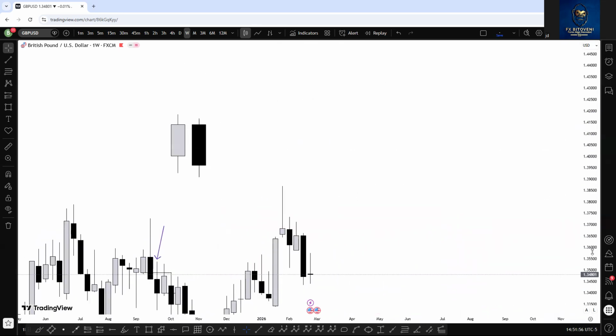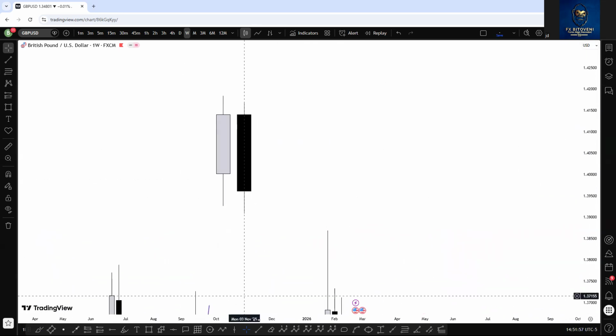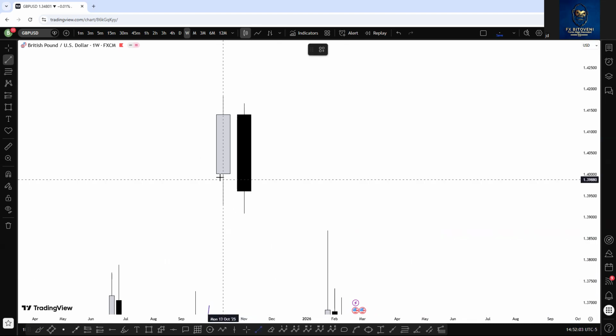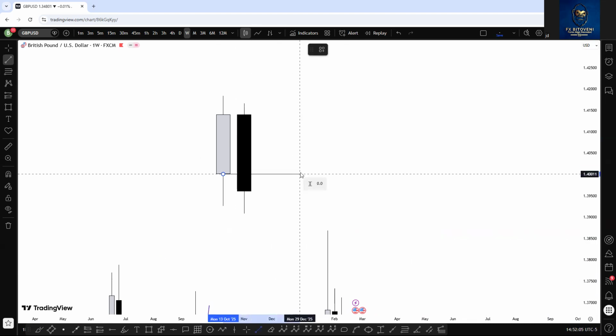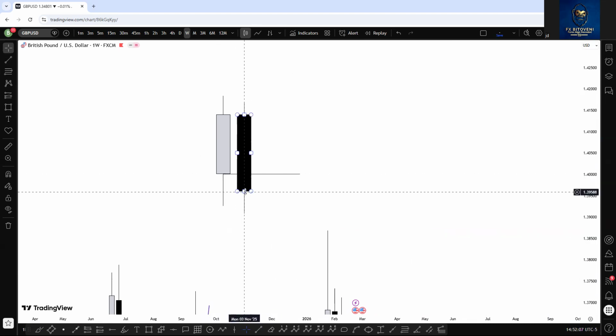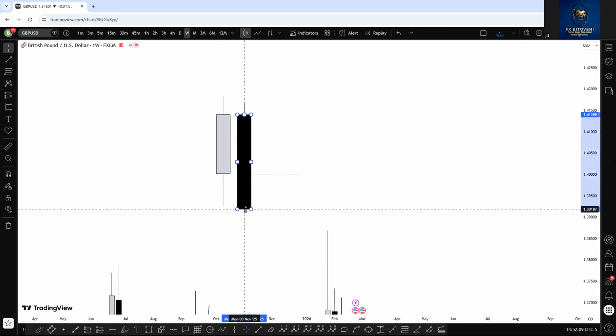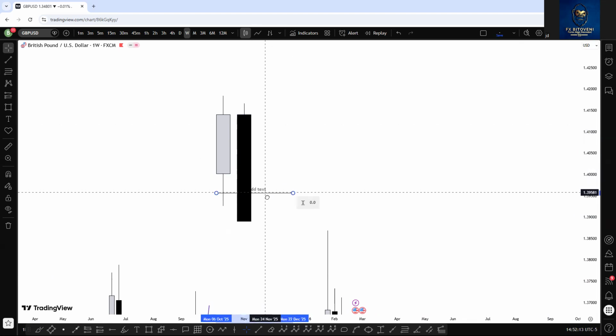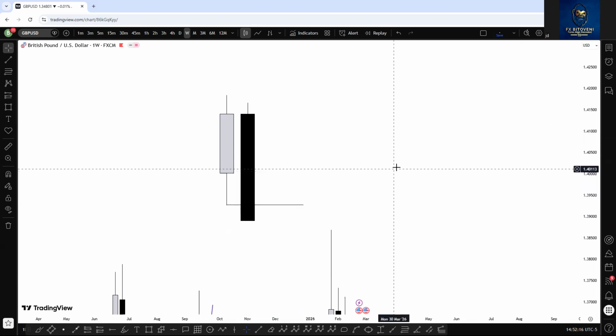As you can see, this bearish candle engulfed the bullish candle on the body. On the body, not necessarily the wick. If it engulfs the wick like this, that's fine. Then your other block starts from the wick like this.